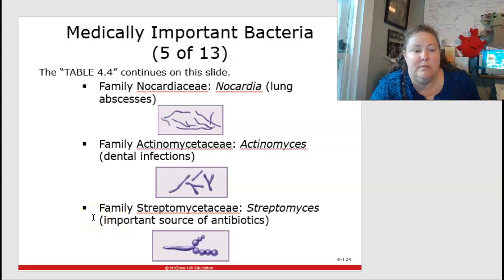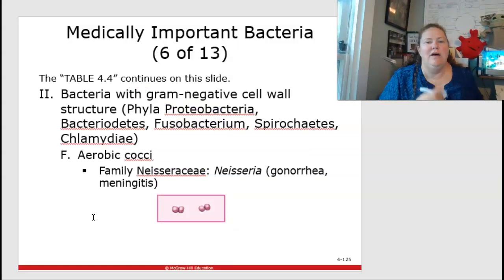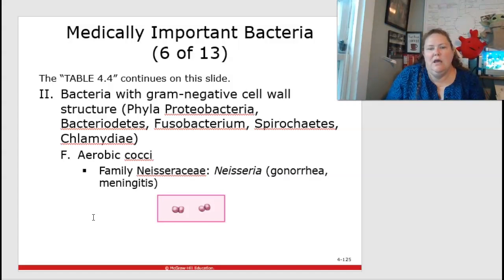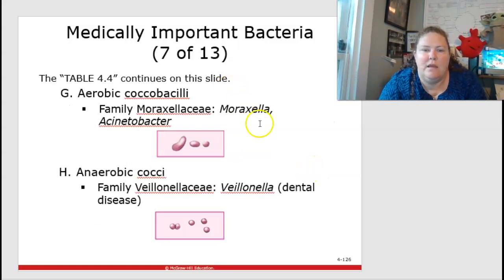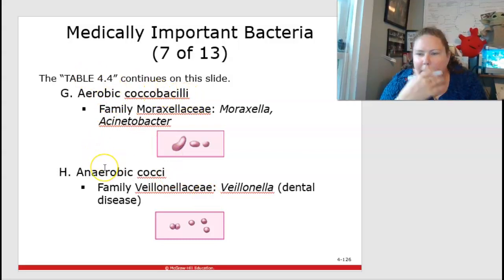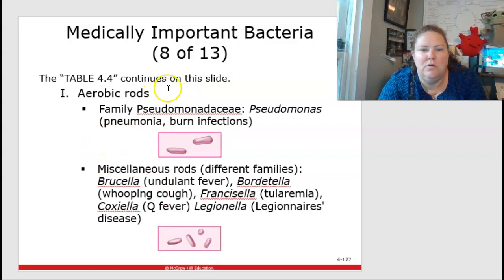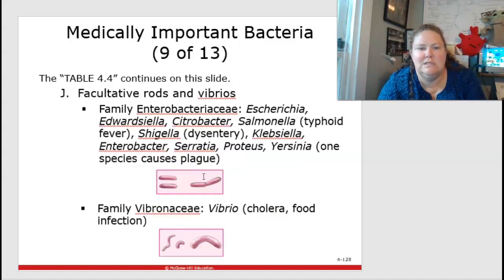So we are very thankful for these, right? Then you have bacteria with gram-negative cell wall structures, and those would be like bacteria that are involved in gonorrhea and meningitis, Moraxella, right? And dental diseases. So your anaerobic cocci, your aerobic, so with air, coccobacilli, anaerobic without oxygen, right? You have your aerobic rods, and this would be pneumonia and burn infections. You also have miscellaneous rods, and this would be undulant fever, whooping cough, Q fever, Legionnaires' disease, etc.